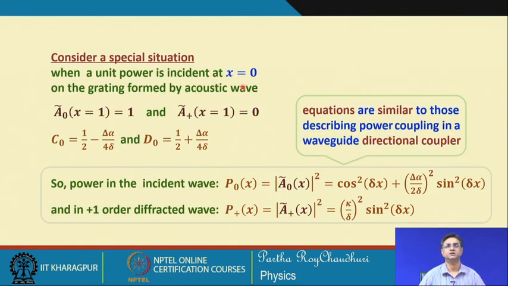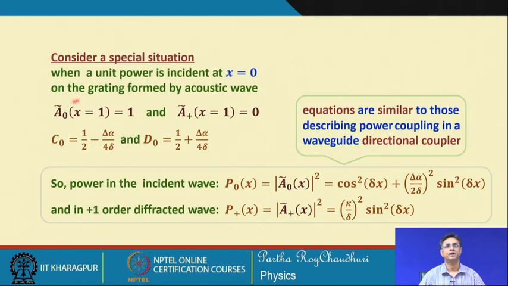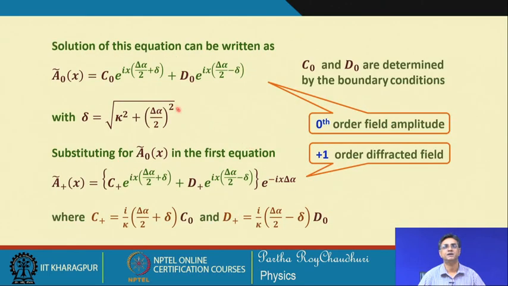Consider a special situation that at x equal to 0, the field amplitude in the incident beam is unity, but there is no diffracted field amplitude, because at x equal to 0 there is no interaction, no diffraction. So, we can calculate C 0 and D 0 in terms of delta alpha and delta, and the power in this incident wave can now be represented by this, because we can simplify.